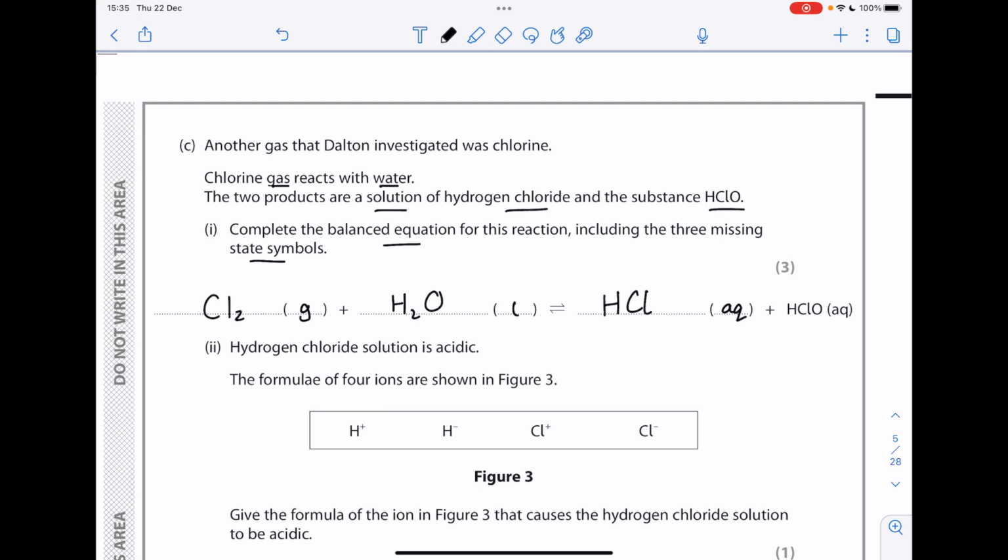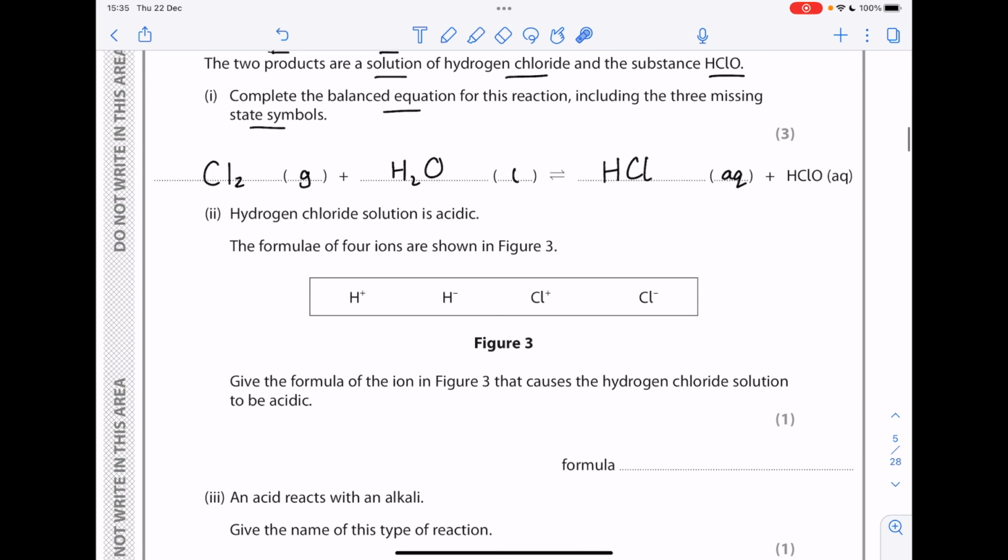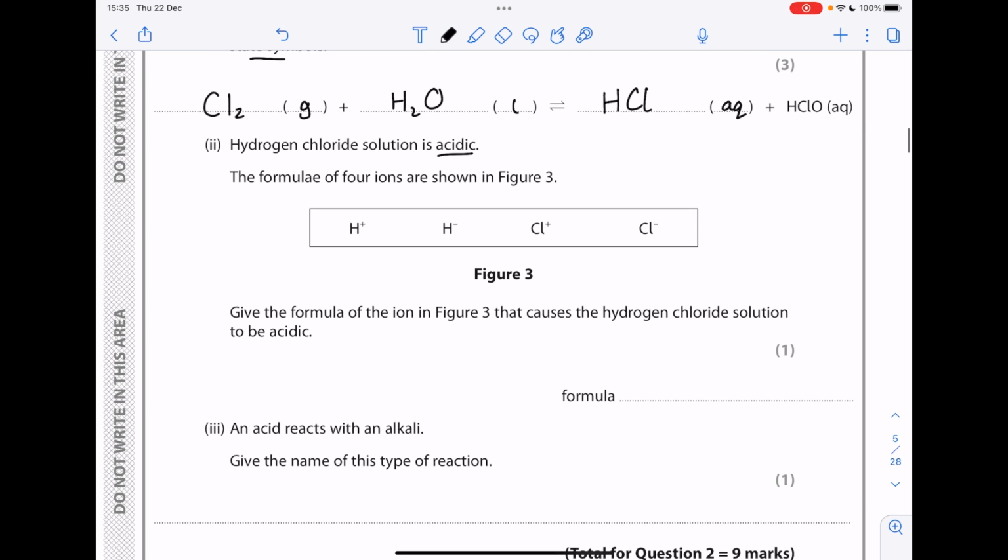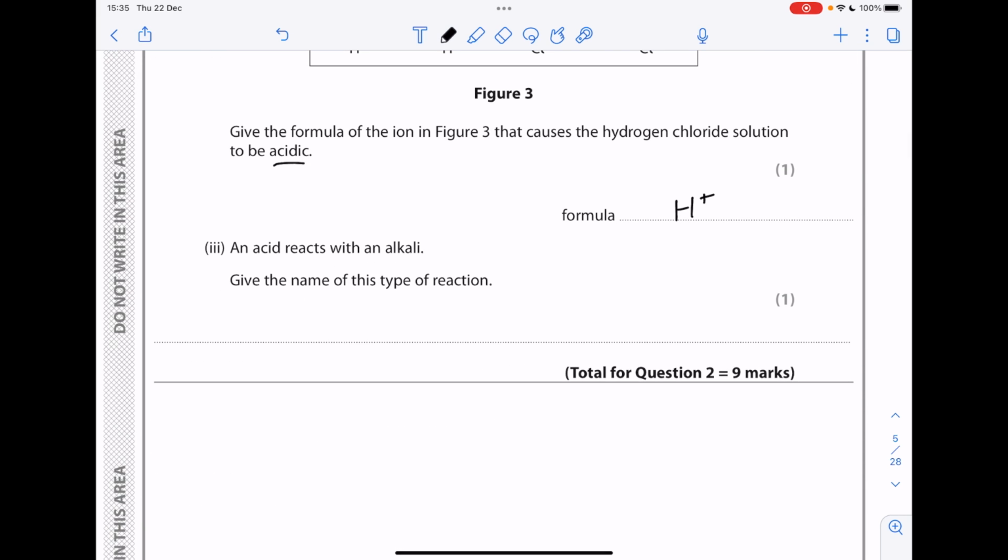So now we need to check to see if it's balanced. 2 chlorines on the left-hand side, 1, 2 on the right, 2 hydrogens left side, 1, 2 on the right, 1 oxygen on the left-hand side, 1 on the right. It's all good. Hydrogen chloride solution is acidic. The formula for ions is shown in figure 3. Give the formula of the ion in figure 3 that causes hydrogen chloride solution to be acidic. It's the H+ ion, which is responsible for making anything acidic, because hydrogen chloride solution is actually hydrochloric acid. An acid reacts with an alkali. Give the name of this type of reaction. That is neutralization.